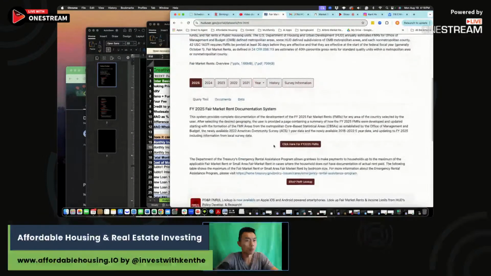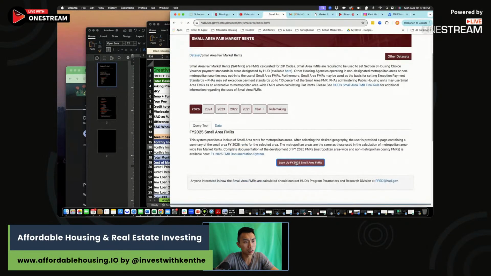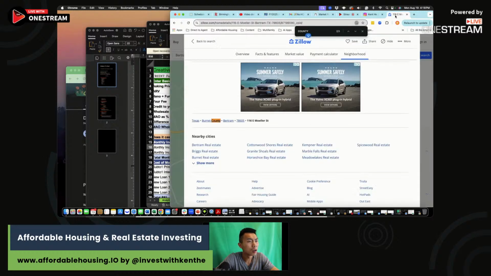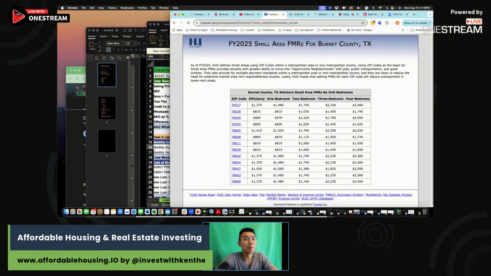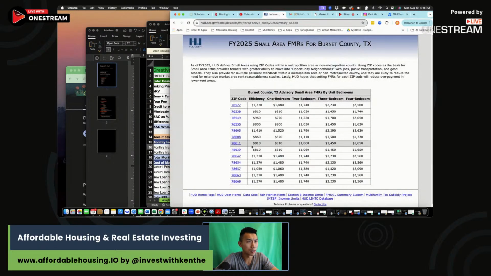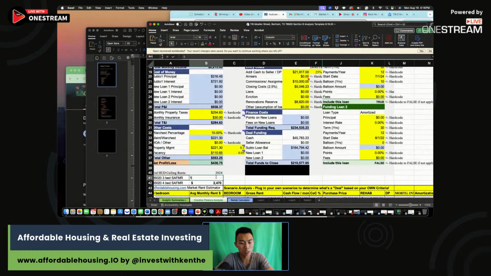So I'm going to look up Burnett County after I go to access the small area FMRs, click FY 2025 FMRs, go to my state, and go to my county. Where is this? Burnett, B-U-R. Burnett County. And now I'm going to get a by-bedroom count, by zip code. This is 78605. That shows what my rent ceiling is. My rent ceiling here is $1,790. Let's write that one down.